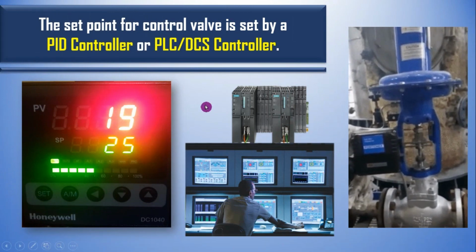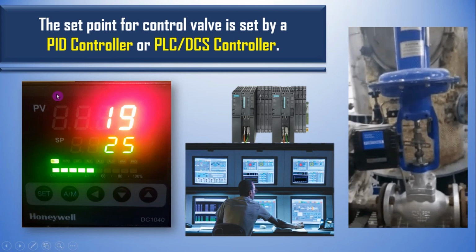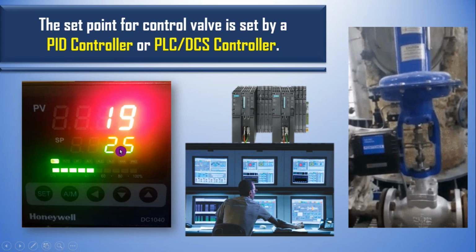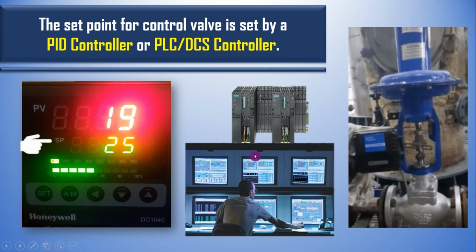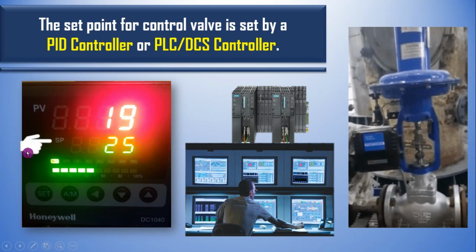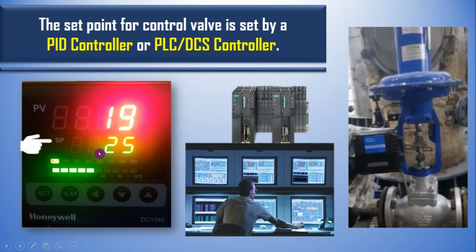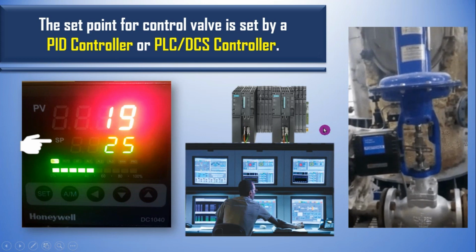Here in the diagrams you can see PID controller and PLC DCS controller are shown, and the set point is set by the PID controller or PLC DCS controller. Here you can see by the arrow that set point is 25, and the control valve opens or closes to maintain the set point. Here you can see by the arrow the control valve opening is shown. Control valve will open or close according to this set point, and control valve will maintain this process variable parameter.